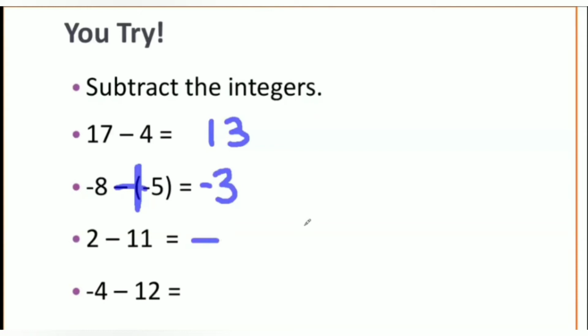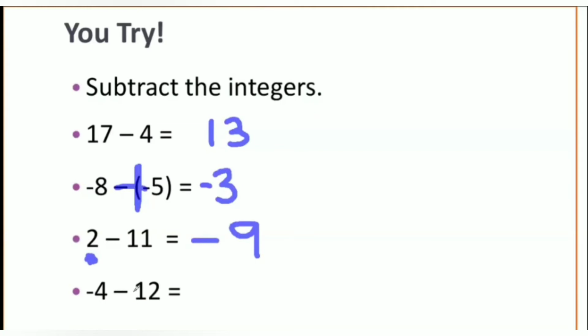Why? Let's have the concept of money representation. You have $2, okay? And then you owe $11, so you still owe $9. Okay, so 2 minus 11 is negative 9. And this one, I will be introducing to you another technique, okay? Technique number 3. But first, let's follow step by step.